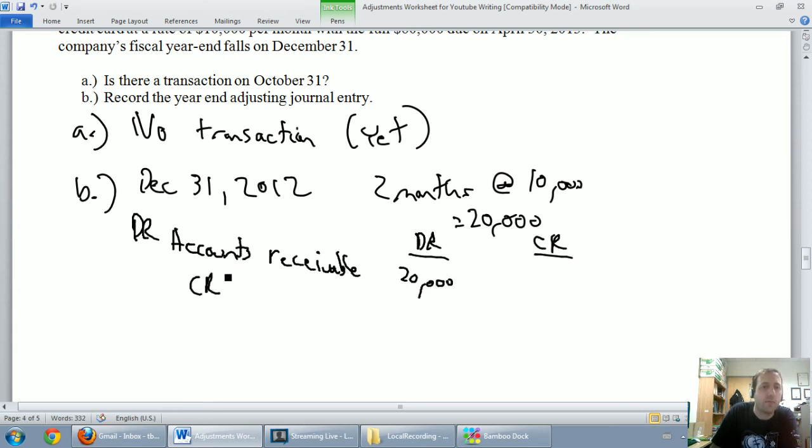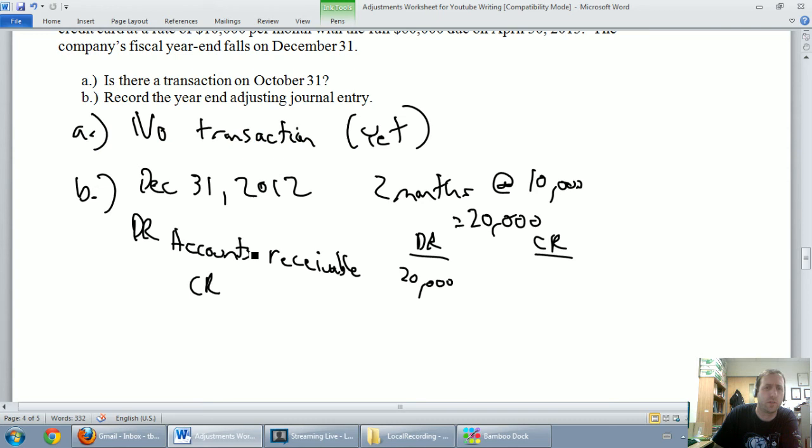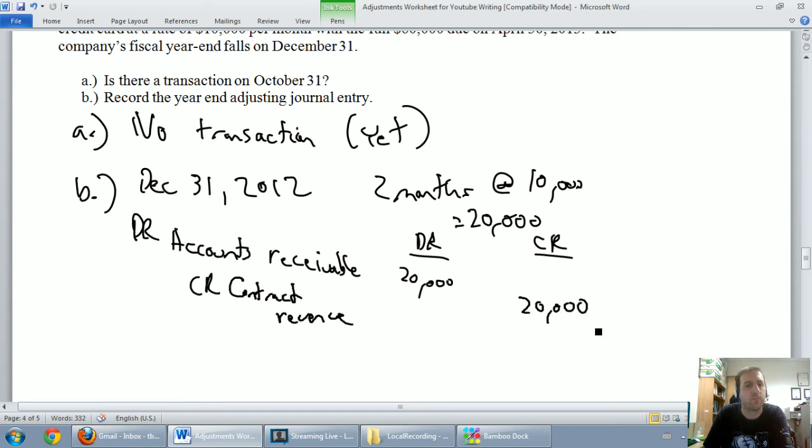I'm going to credit some sort of revenue. I don't know what I'd be tempted to call this revenue. I'm going to call it call center revenue. Maybe contract revenue. We want to make an effort to say what kind of revenue it is. Remember, debit an asset to make it go up, so our accounts receivable is indeed an asset and it is going up. We always credit revenues. Revenues always help out our equity, so they always take a credit, and we're going to credit contract revenue by $20,000. At this point, we've done a proper adjustment.